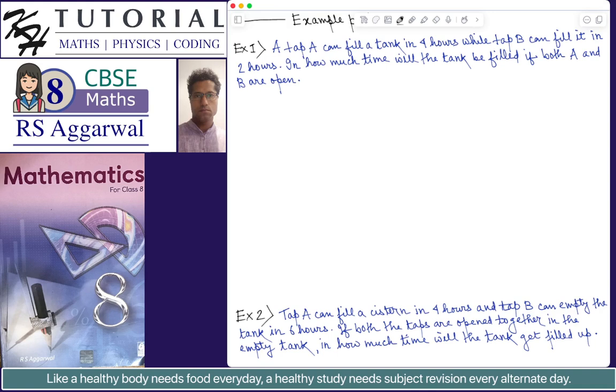Now, both tap A and B working together is the same as saying that both tap A and B are open. Okay. So, how do we proceed?